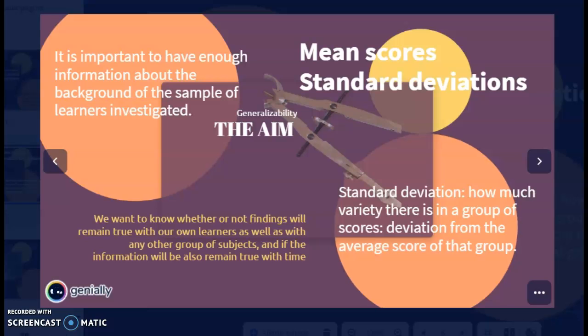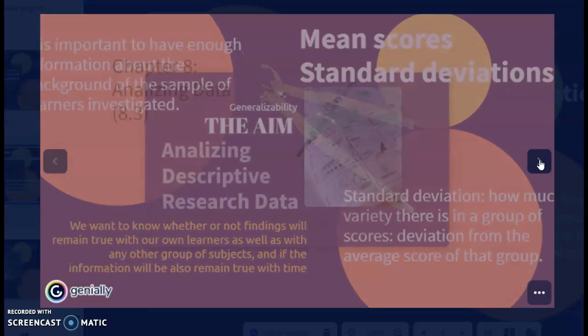So we need to know our population, and for that purpose we take into account the mean scores or average and standard deviations. Standard deviation is how much variety there is in a group of scores, the deviation from the average score of that group. And this is related also to the next topic.